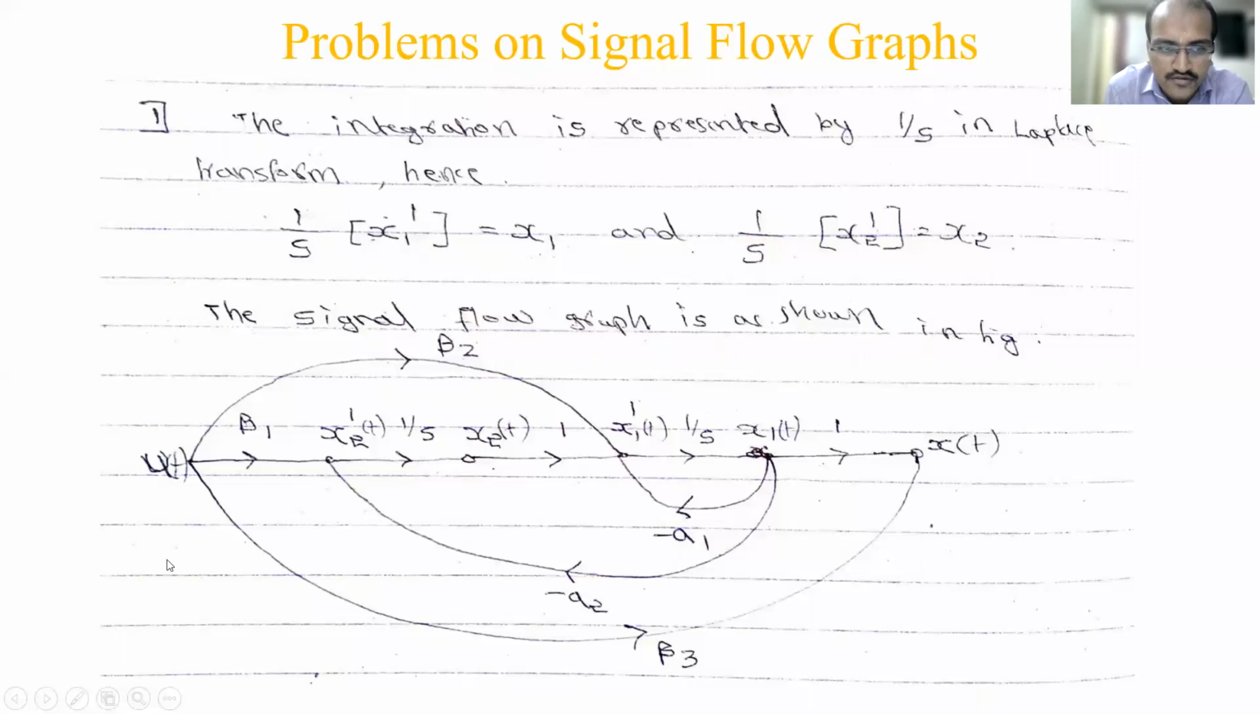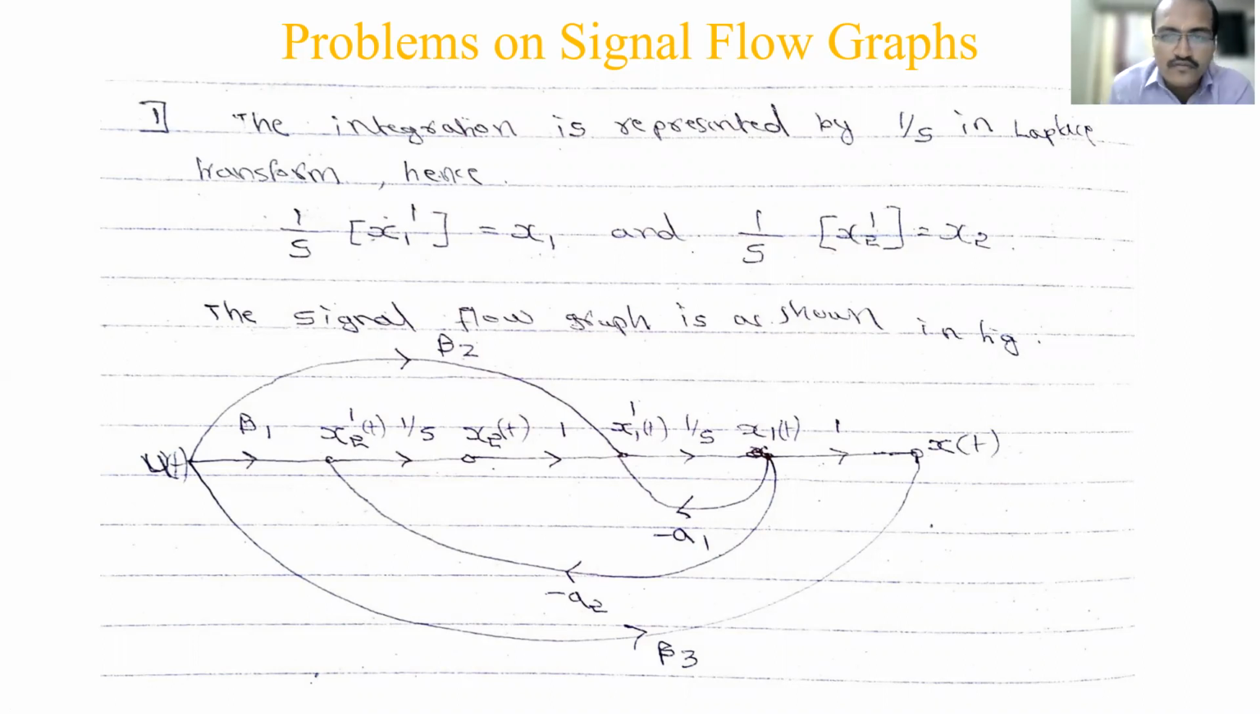So how we got this? Okay, so u of t is your input and x of t is output, and intermediate variables x2 dash, x2, x1 dash, x1 are there. Okay, so now this is our signal flow graph. Now you have to identify how many forward paths, how many loops are there, how many two non-touching loops are there. So all these things you have to observe now.